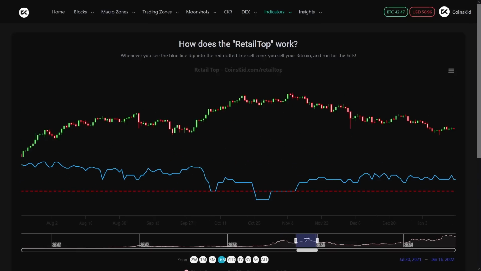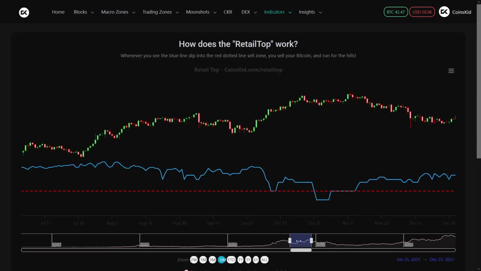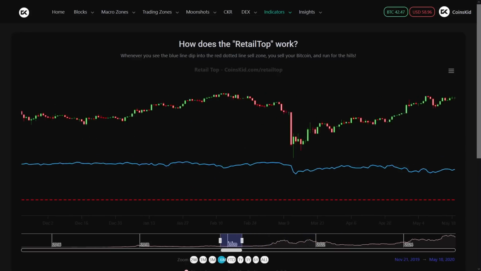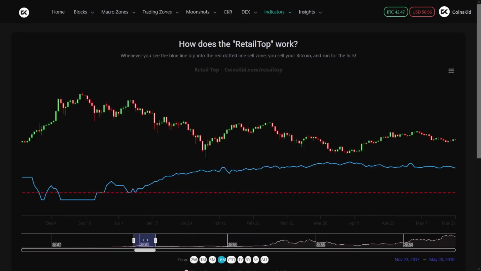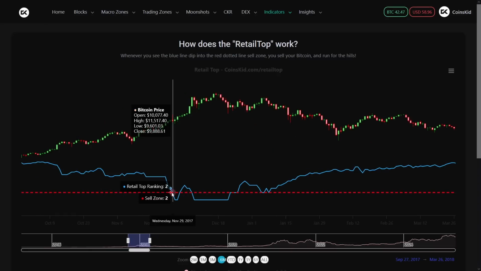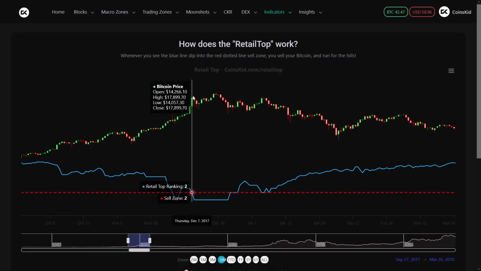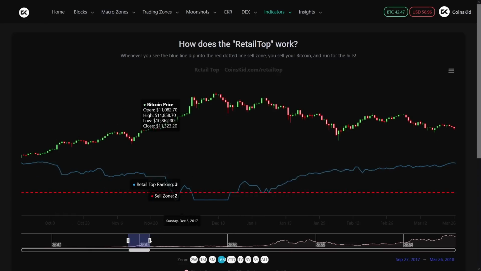Then we came back later in the year and we triggered it again in roughly October. Then within a month, Bitcoin was cooked and coming back down the stairs. If we go back to the previous cycle, the 2017 cycle, I think it was around about November 2017 that we did trigger this again. So we triggered the retail top. Within a month, Bitcoin was cooked and it rolled into that big macro correction.